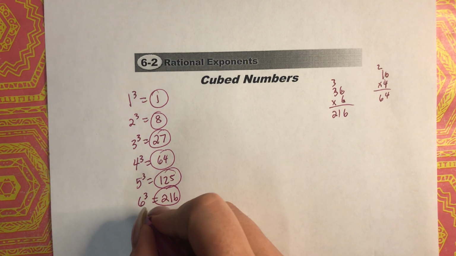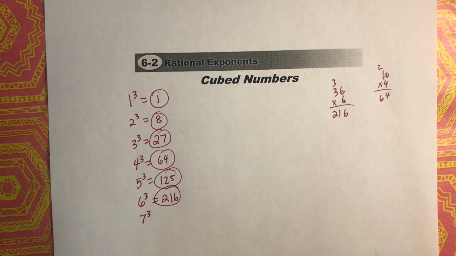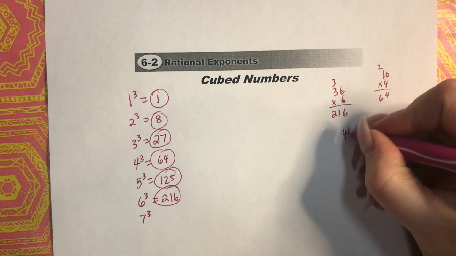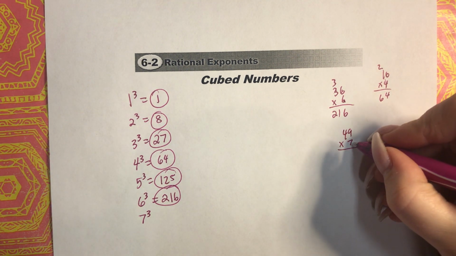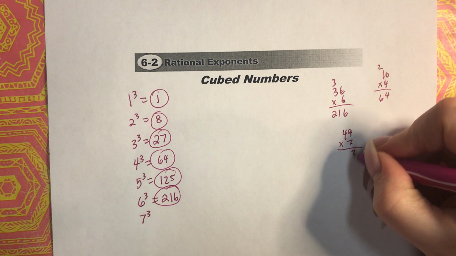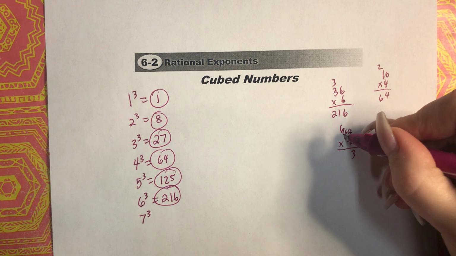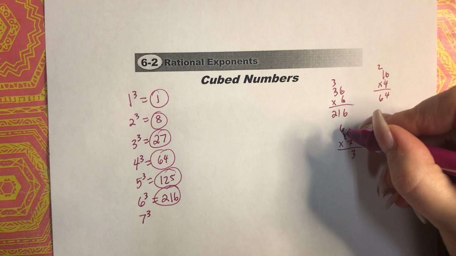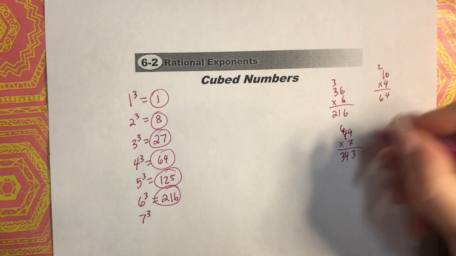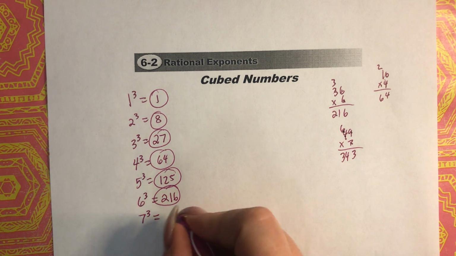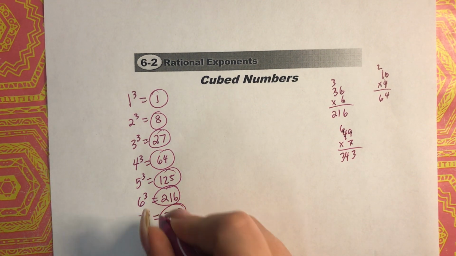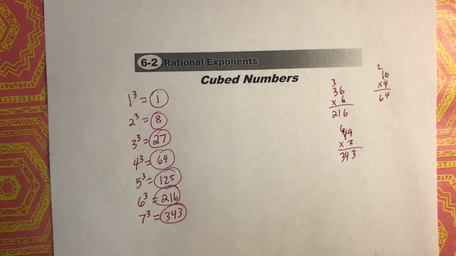We'll go 7 cubed. 7 times 7 is 49, then 49 times 7 is 7 times 9 is 63, write the 3, carry the 6. 7 times 4 is 28, plus 6 would be 34. Oh yeah, we got to know that one. Yep, that's a popular one. 343, you need to know that's the same thing as 7 cubed. Let's just go to 10.